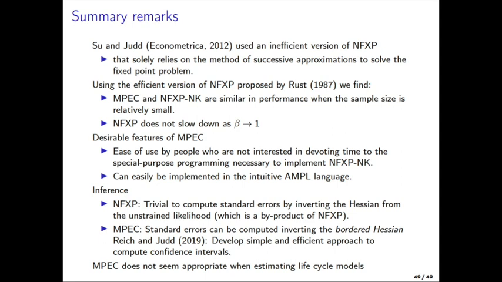Everything is fine. Whereas for MPEC, standard errors can be computed using the bordered Hessian, and there's a paper by Reich and Judd that describes how to do it. There's also a simple, efficient approach to compute confidence intervals, but you would not be able to use the standard formulas. You would have to look up Gregor Reich's paper with Ken Judd, which is quite recent. I have the paper if you want it. I'm not sure it's actually online.